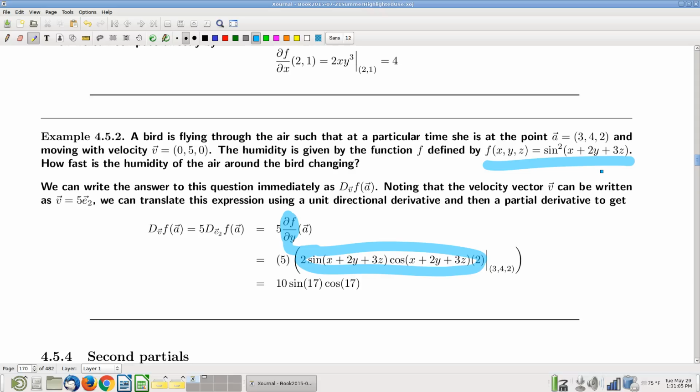And the derivative of sine squared is 2 times sine. Chain rule tells me I have to multiply by cosine. And then chain rule again tells me I have to multiply by the derivative with respect to y of the inside. That gives me that 2.